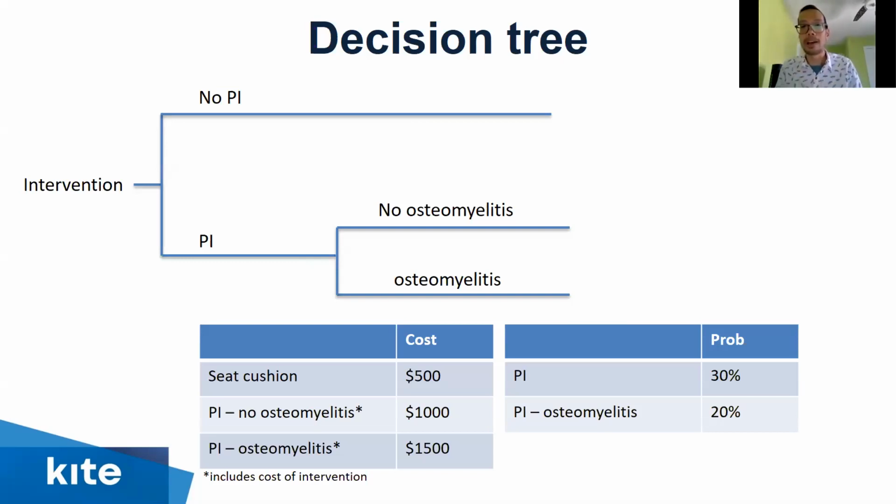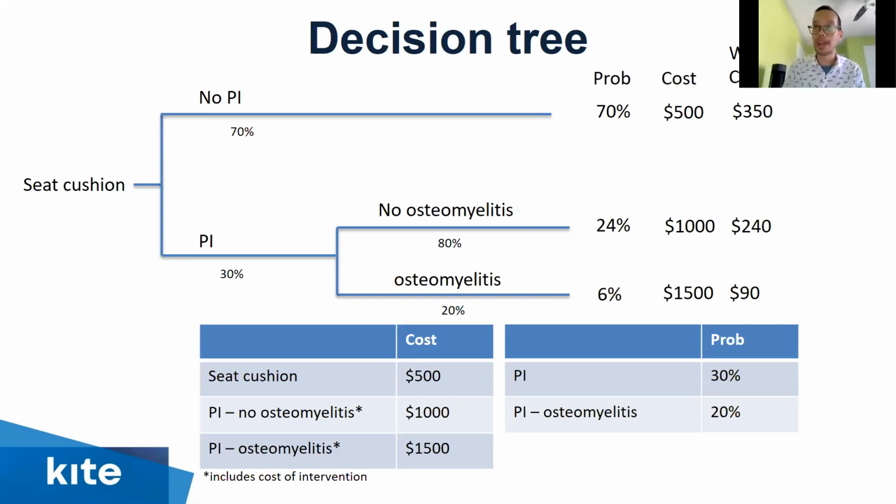Okay, we also have the cost of people who go down these different arms. If you just receive the seat cushion and you don't have a pressure injury, that's the only cost that will accrue. If you have a pressure injury but no bone infection, osteomyelitis, then it's $1,000. And if you have the pressure injury and you have osteomyelitis, then it's $1,500. Okay, these are all hypothetical, even the probabilities, but it keeps it simple, right?